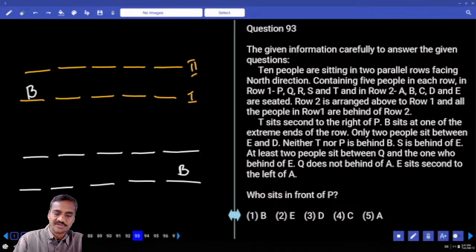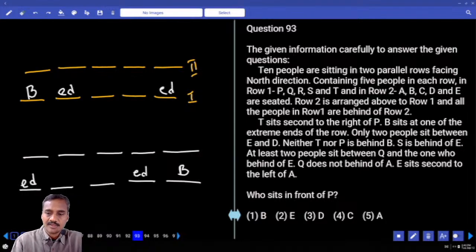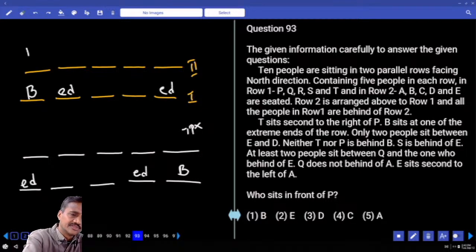Only 2 people between E and D. In between E and D there must be exactly 2 people. Neither T nor P is behind B. So T and P cannot be at this place. Neither T nor P is behind B.